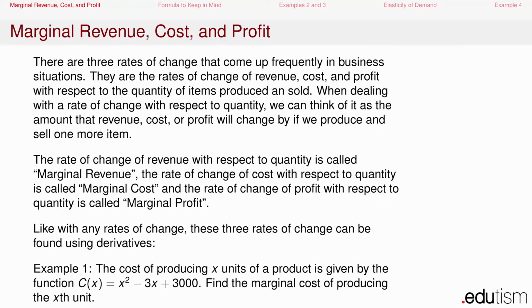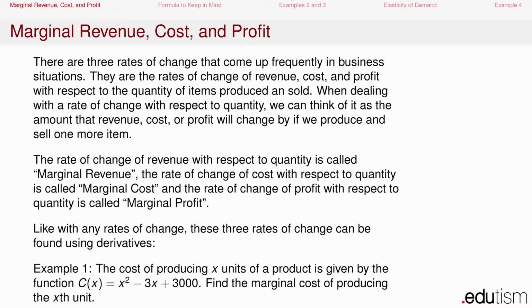There are three rates of change that come up frequently in business situations. They are the rates of change of revenue, cost, and profit with respect to the quantity of items produced and sold. When dealing with the rate of change with respect to quantity, we can think of it as the amount that revenue, cost, or profit will change by if we produce and sell one more item.